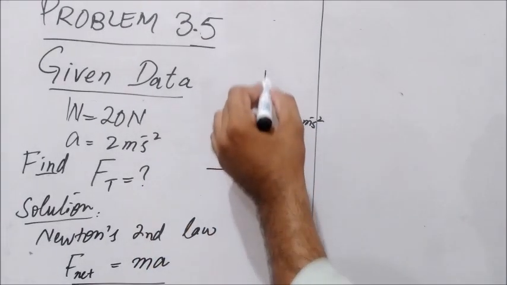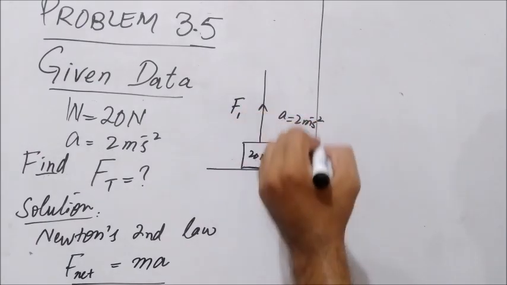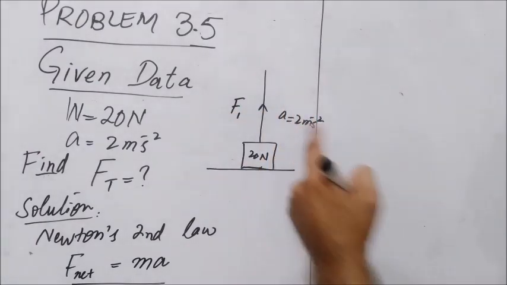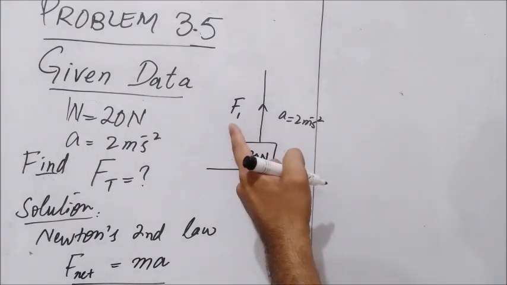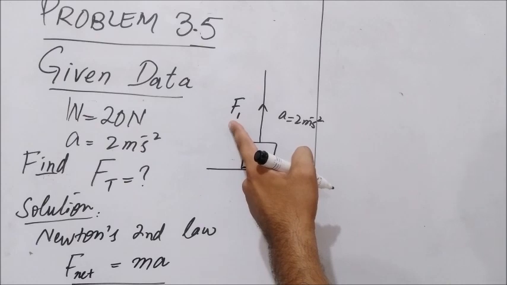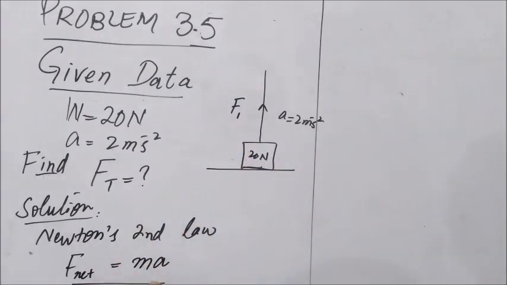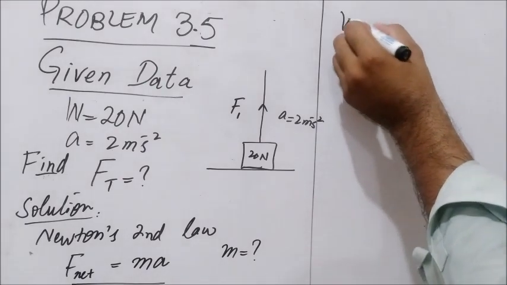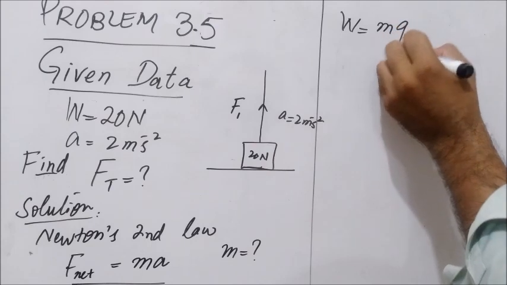So for that, first we need to find the force which can produce this much acceleration. I suppose that is F1. So first I have to find the F1 force. So to find the F1 force, I am using Newton's second law. But the problem is that we don't have the value of mass m in this law. M is missing. So to find m, I will use the formula of weight, that is W is equal to mg.